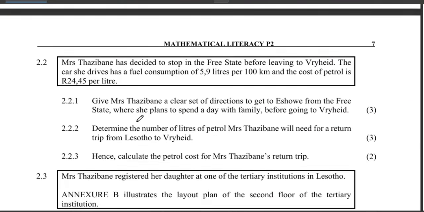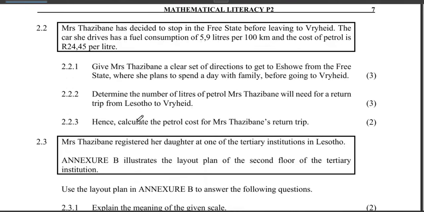Question number 2.2. The person has decided to stop in Free State before leaving to another place. The car she drives has a fuel consumption of 5.9 liters per 100 kilometers, and the cost of petrol is 24 rands 45 cents per liter. Give the person a clear set of directions to get to Empangeni from Free State, where she plans to spend a day with the family before going to the final destination.